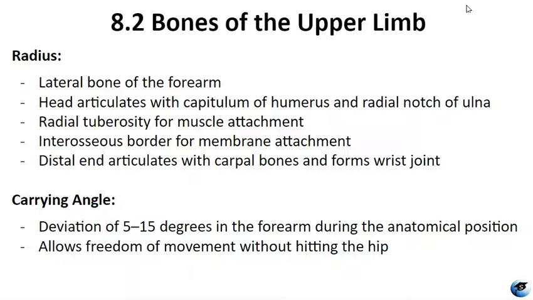The carrying angle refers to a slight bend, about 5 to 15 degrees, that naturally occurs in the forearm when the arm is in the anatomical position. This angle allows for freedom of movement without the forearm hitting the hip when you swing your arms. It's a subtle but important feature that helps with everyday activities like walking and carrying objects.